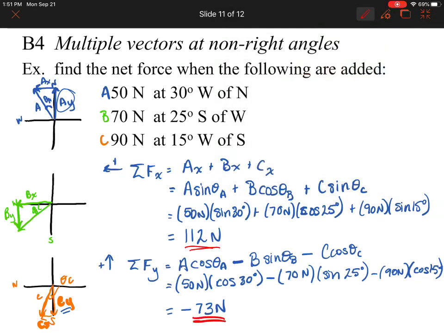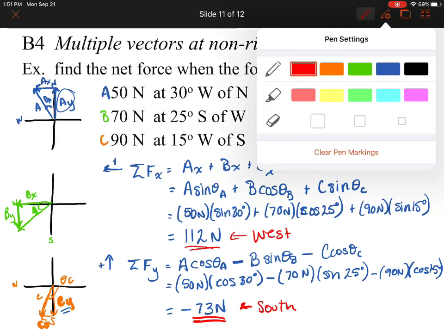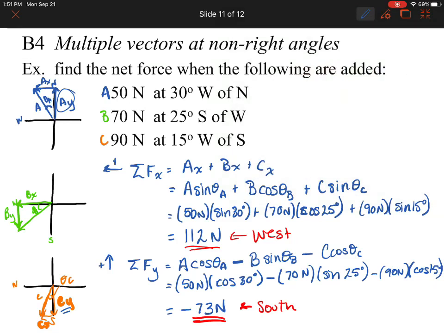Okay, so what does that mean? Well, since we said north is positive, this is obviously going south. Okay, and then this guy is obviously going west because there was no other option. Okay, so we have a west vector and a south vector. So that's what I'm going to keep in mind drawing my vector diagram on the next slide.